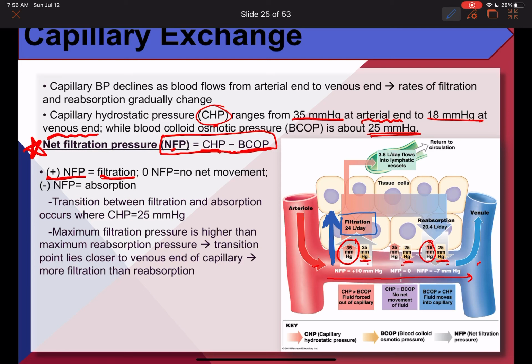That's what filtration means. But if your NFP value is negative, that means reabsorption will occur and fluid will move from tissues and cells back into the capillaries. Okay, so that's why at this end you have fluid moving inwards for reabsorption. So why do we have a positive value NFP here and a negative value NFP here? Let me talk about this in a bit.